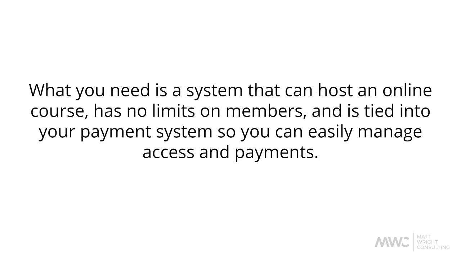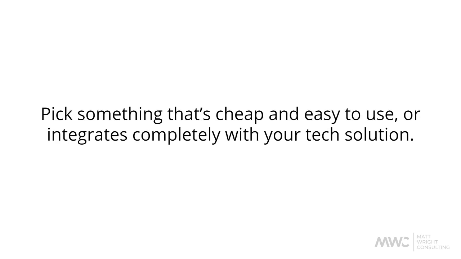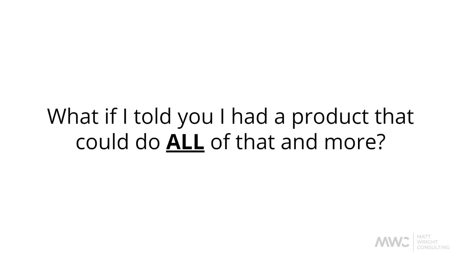You need a system that can host an online course, has no limits on members, and is tied to your payment system so you can easily manage access and payments. You want an affiliate system where people can grab their own links, automatically get paid out, and it has an integrated legal system. And you want to pick something that's either cheap and easy to use or integrates completely with your tech solution when it comes to scheduling people. And lastly, you want to find the emailer that keeps a log of all the pages visited, it's easy to segment people with, and the customer value and purchase access is tied to it.